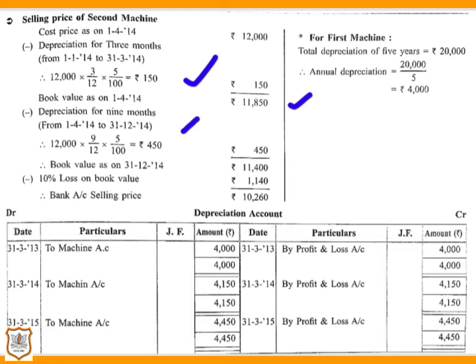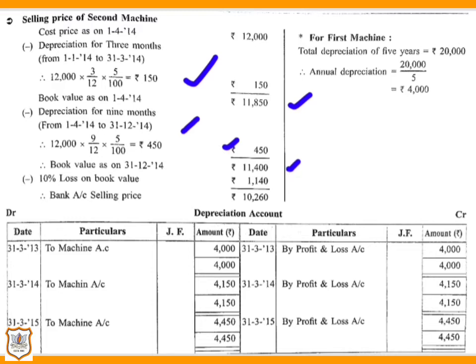So here if we calculate it, we will get 450. That is the amount of depreciation at the end of this year. If we deduct it from 11,850, we will get book value, that is book value as on 31st December 2014, that is 11,400.